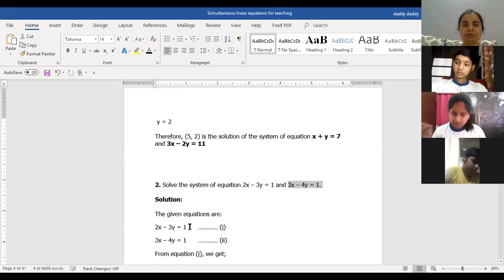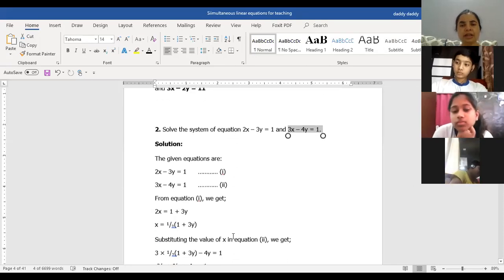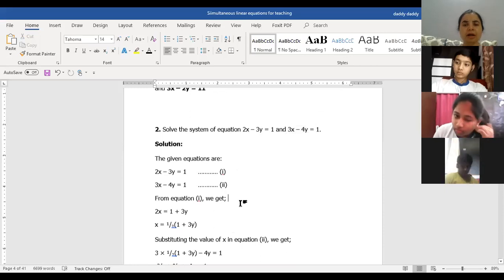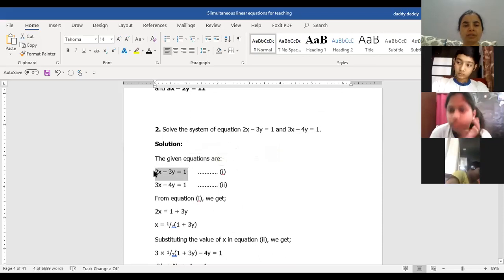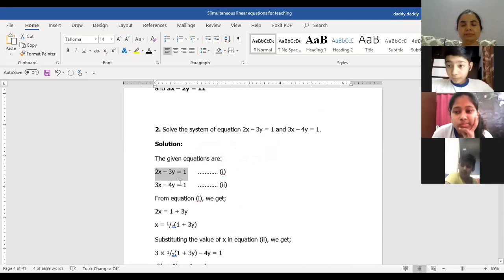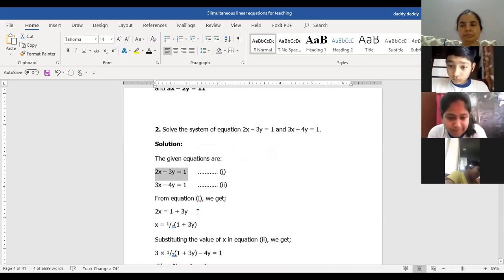Now I'm going to just write my solution. In the first step, I have just taken the given equations and numbered them, first and second. Now I have picked up equation number 1 and I have tried to get the value of x from this equation. Yashraj, how are you going to solve the first equation and get the value of x? Tell me. How will you get the value of x?